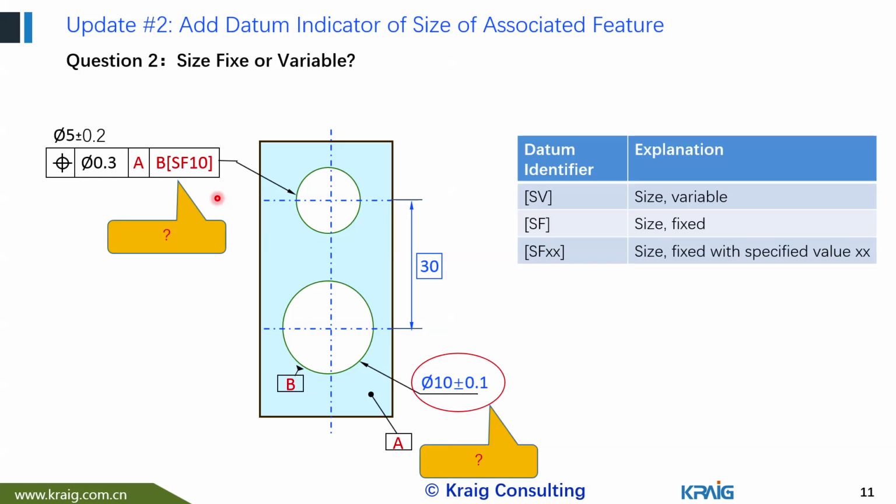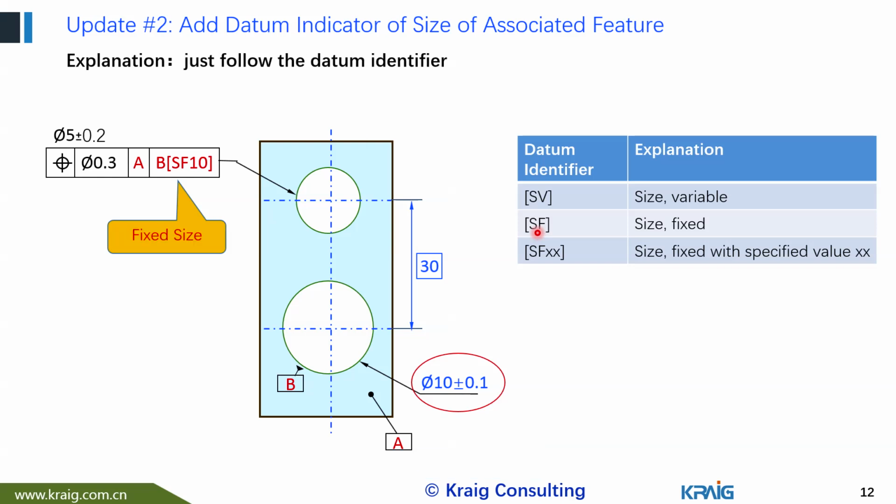And this one is a little bit confusing, right? The dimension of datum B here is 10 plus minus 0.1, and here is SF10. SF means size fixed, but here there's a tolerance. So what does it mean? It still means that you're supposed to locate the part with the fixed size, which is 10. And you're going to measure this size separately, 10 plus minus 0.1. Again, update number two allows the design engineer to use the special datum indicator to specify which size you would like to use to locate the part.